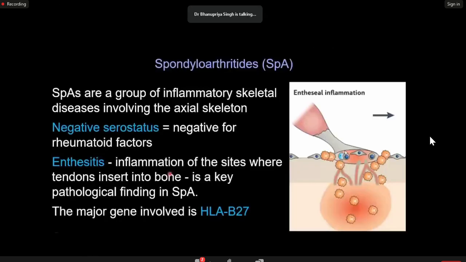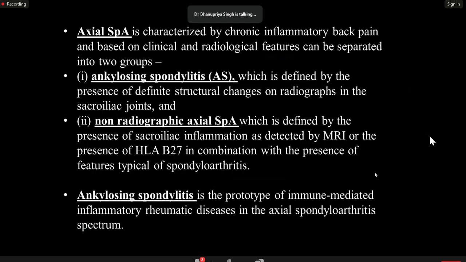So this picture just delineates what we just discussed about enthesitis, right? There is an immune-mediated response, and because of the direct attachment to the bone and no interface between the tendon and the bony surface, the erosion predominates at this location. Axial SPA is characterized by chronic inflammatory back pain, and based on clinical and radiological features, it can be defined as ankylosing spondylitis or non-radiographic axial spondyloarthropathy, right?